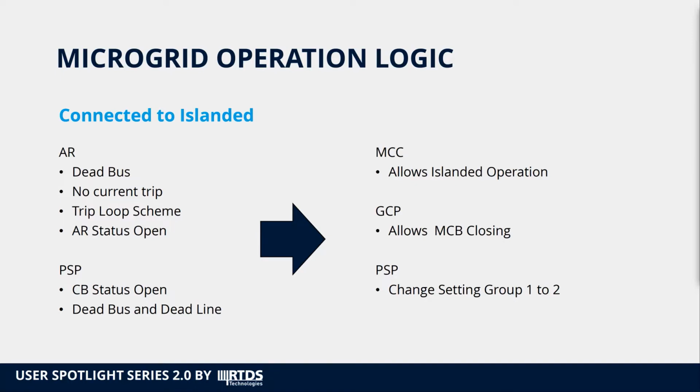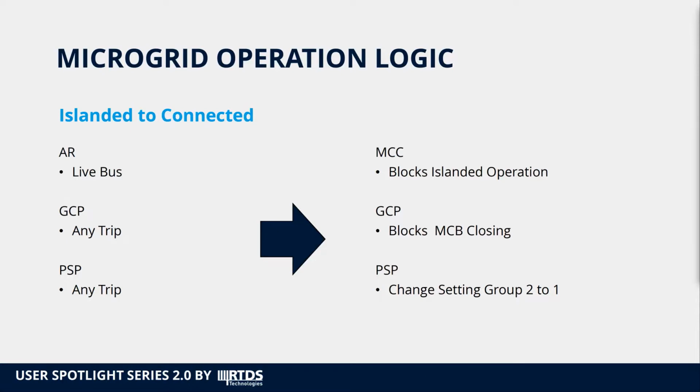The condition associated with the PSP is that the circuit breaker must be open and the relay cannot detect voltage on the grid or the load side. When all these conditions are satisfied, the MCC will allow microgrid island operation. The GCP will receive a signal from the MCC allowing it to close the MCB, and the PSP will also receive a signal from the MCC changing its protection set group, which will allow closing the CB.